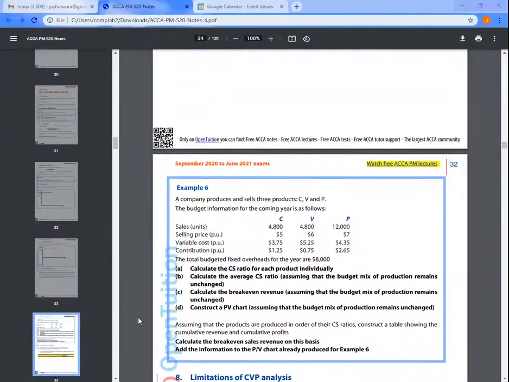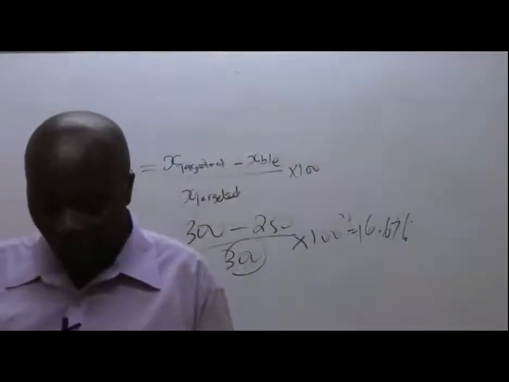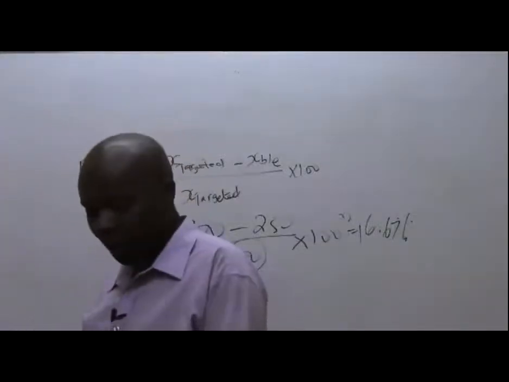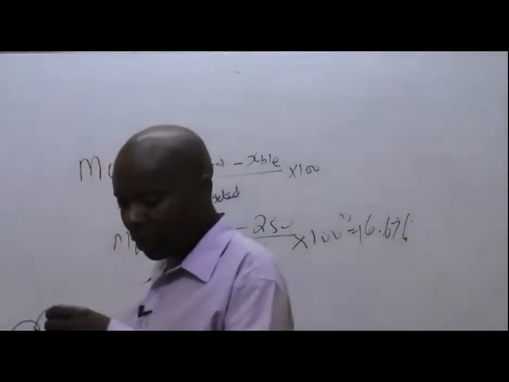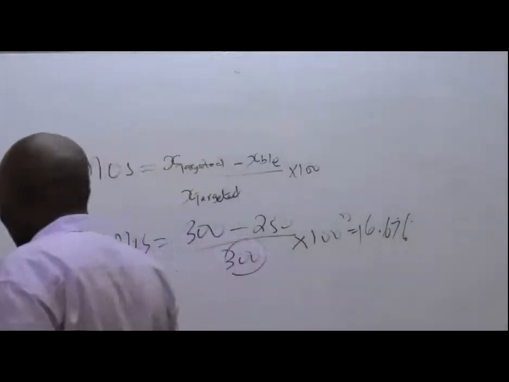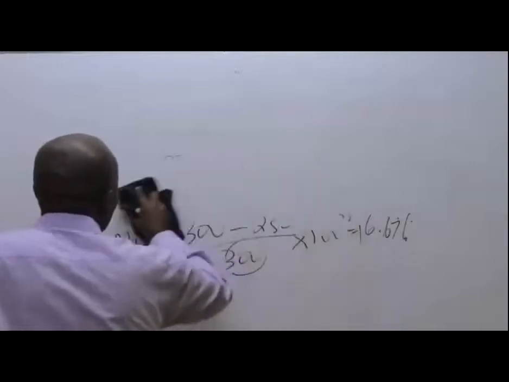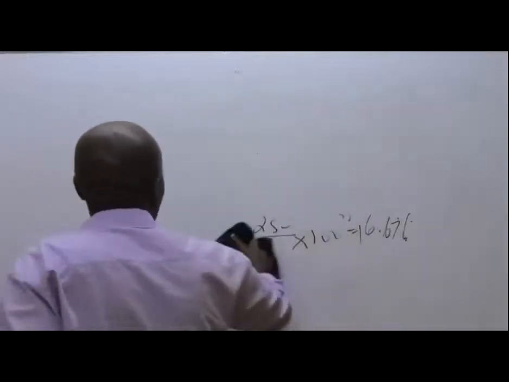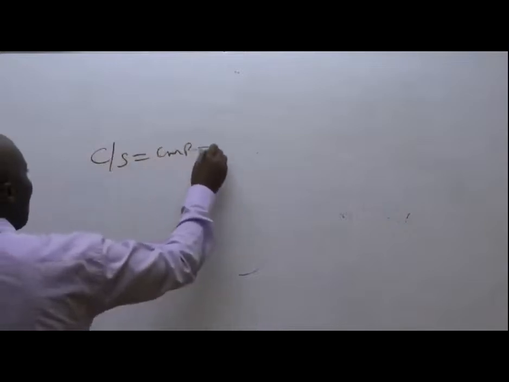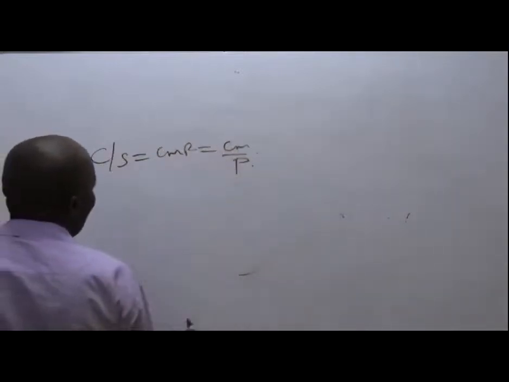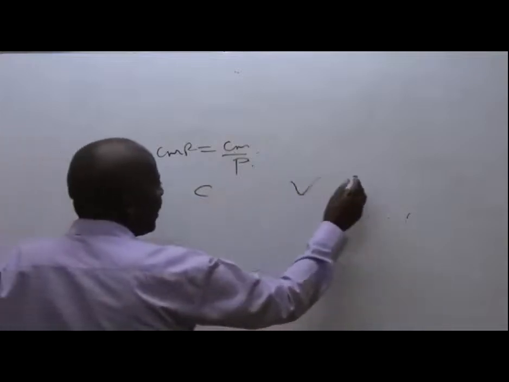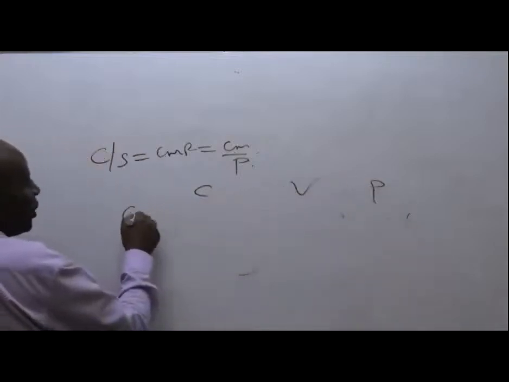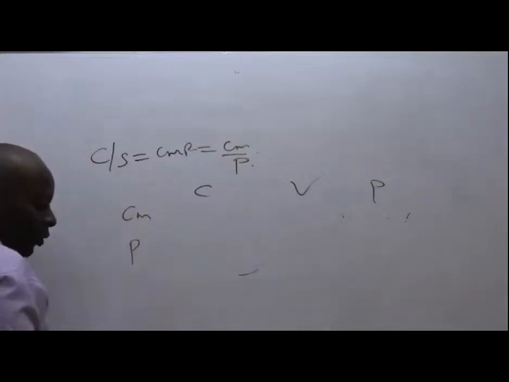We have to remind ourselves, how do we get this CS ratio? Ladies and gentlemen, this is the same as CMR. It is contribution margin over price. So we have our three products here, C, V, P. The only thing you need is to take the CM versus the price, and then you get the quotient.